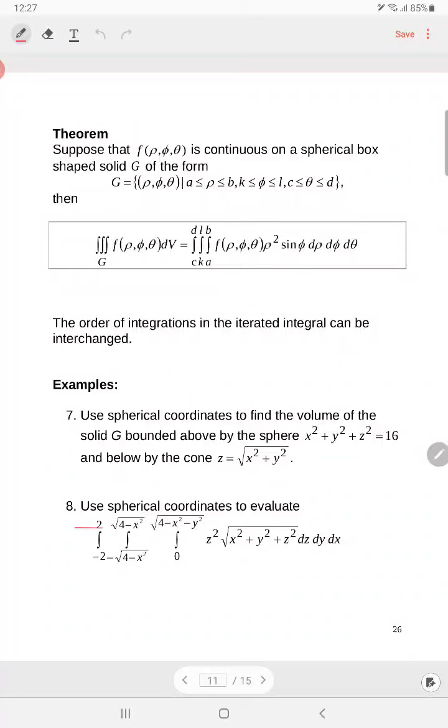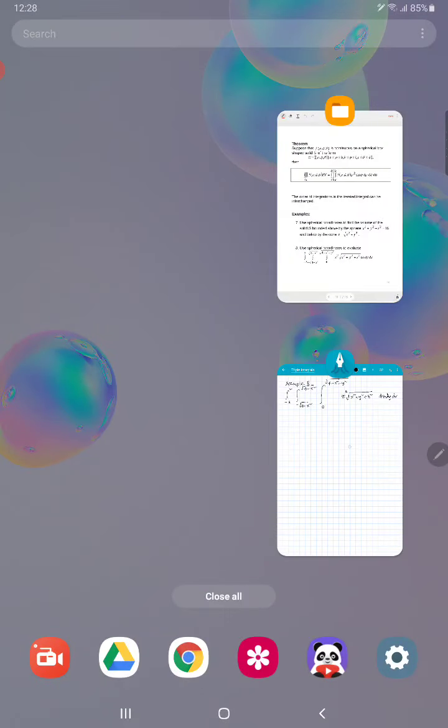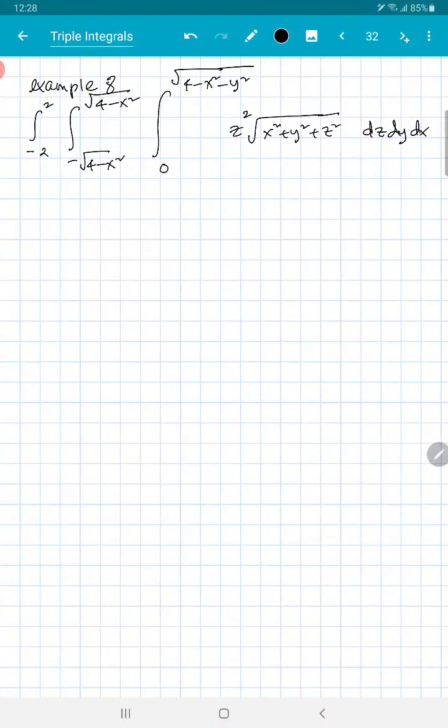Okay, let's continue with example 8, where we are given Cartesian triple integrals and we are asked to evaluate this by using spherical coordinates. So here we need to change from Cartesian to spherical. The reason we want to do that is because it's going to make our evaluation easier compared to evaluating the triple integrals using Cartesian.